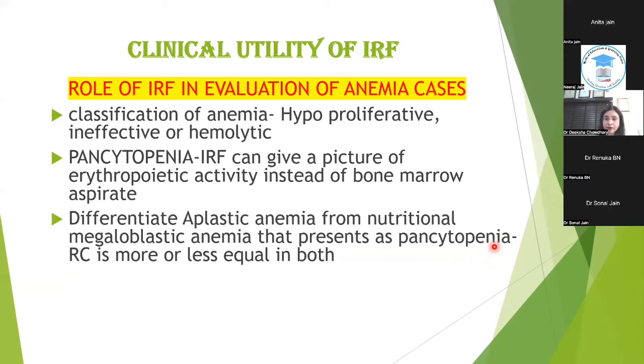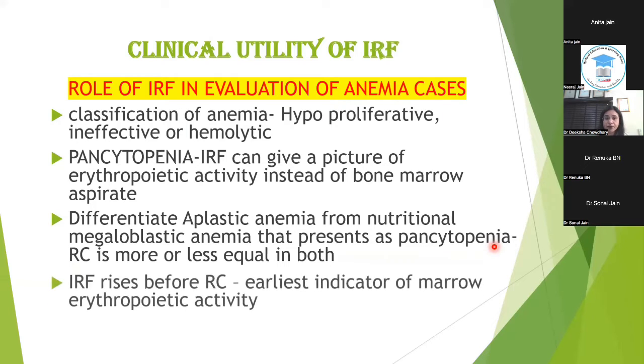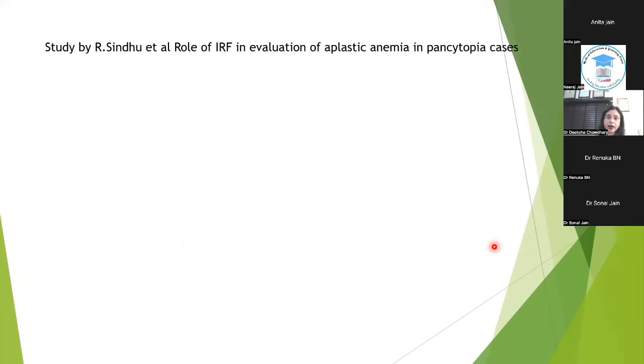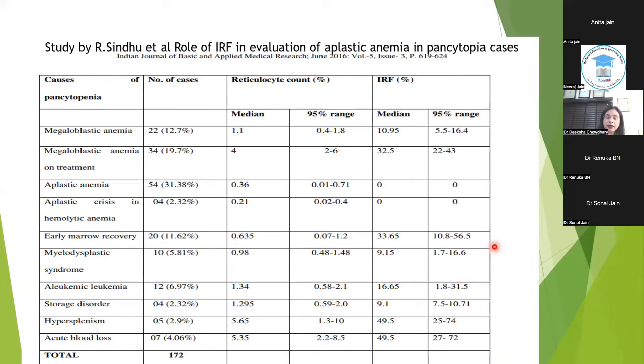This can differentiate aplastic anemia from nutritional megaloblastic anemia; both of these present as pancytopenia, and the reticulocyte count is more or less equal in both. IRF rises before the reticulocyte count, so it's the earliest indicator of marrow erythropoietic activity. Now, a study done by R. Sindhu et al. on the role of IRF in evaluation of aplastic anemia in pancytopenia cases studied 172 cases of pancytopenia.